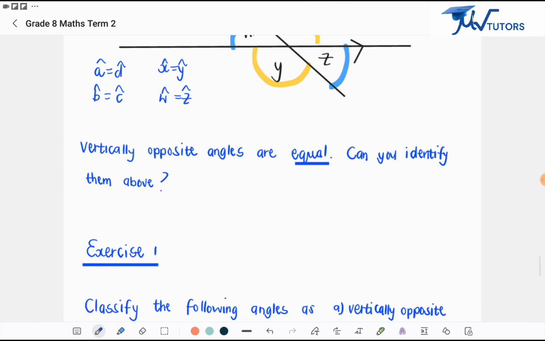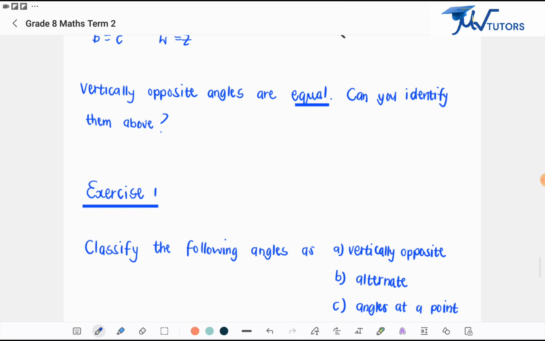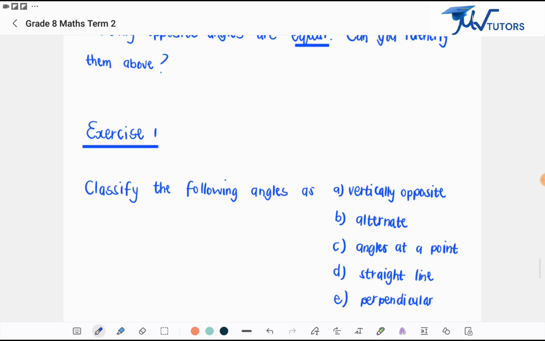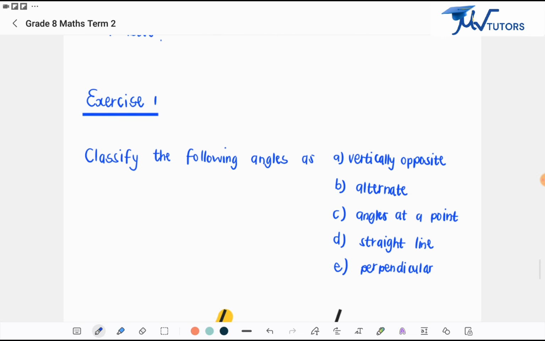Now we can start with an exercise. We're basically done with the theory. Alright, so exercise 1, it says classify the following angles as vertically opposite. We just spoke about that. Are these angles alternate? Angles at a point or around a point? If these angles are in a straight line or they are perpendicular.